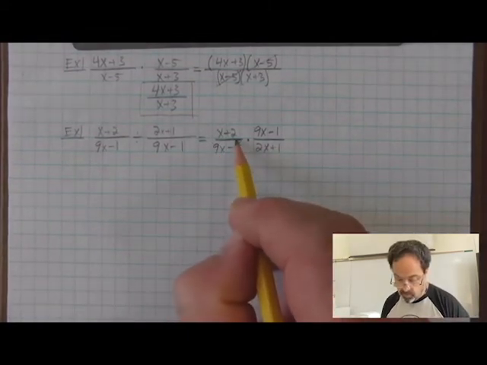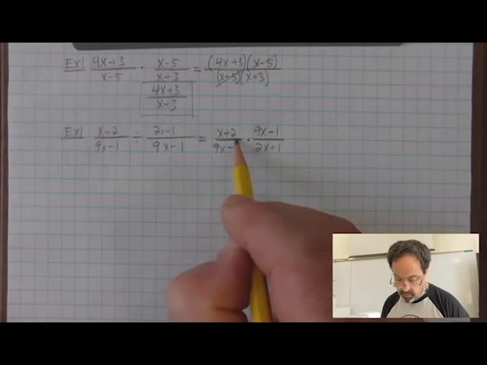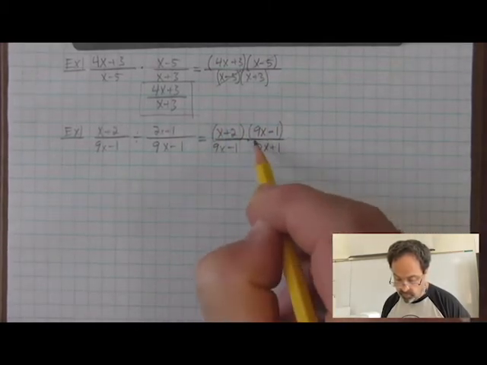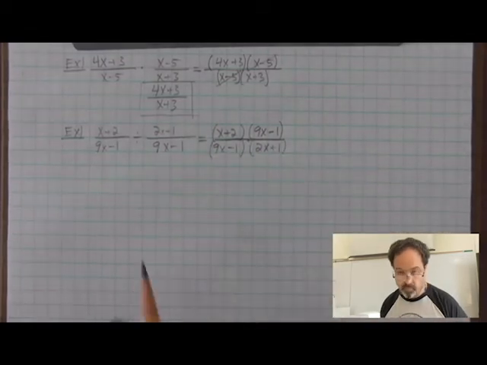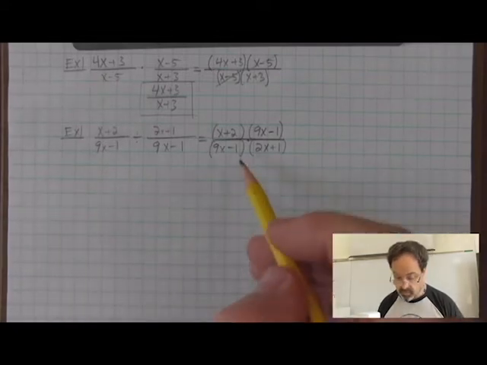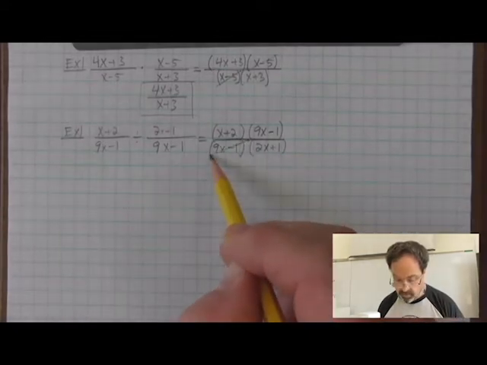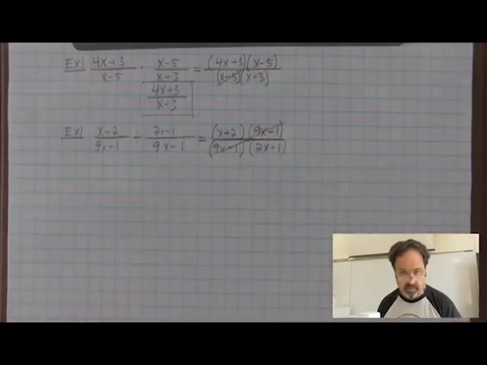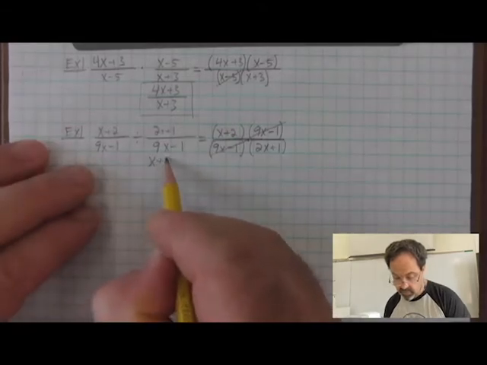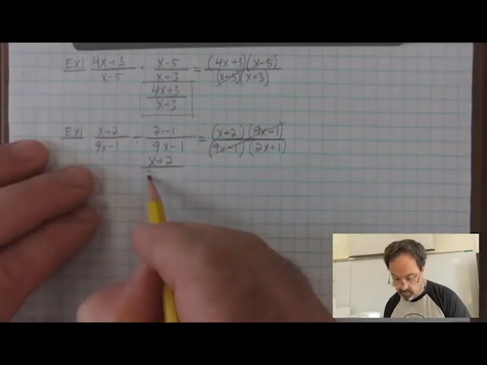And now, just like before, I can think of this as a single fraction bar and use parentheses to group the things that I'm multiplying. These are all factors now. Each group is a factor. And we do have the common factor 9x - 1, which will cancel out, leaving 1, which we won't represent. And what's left is x + 2 over 2x + 1.